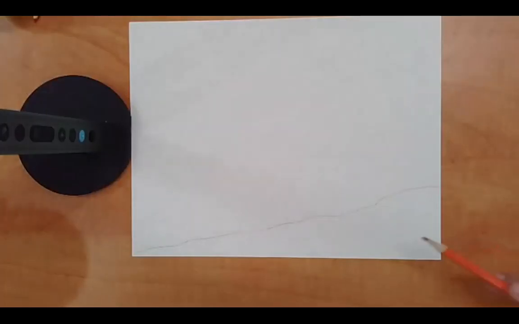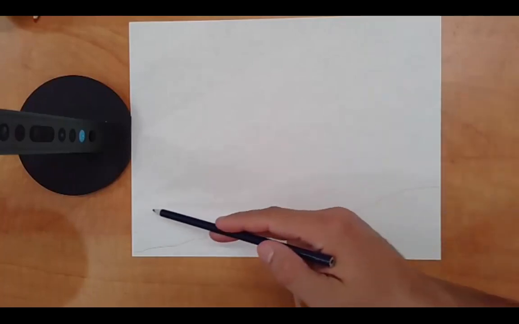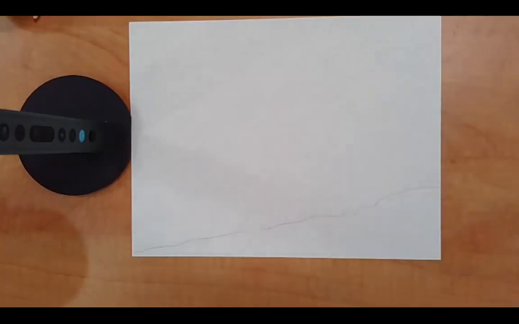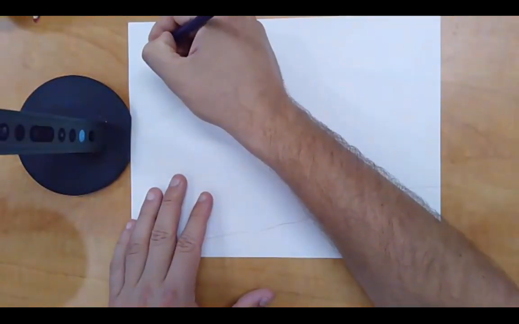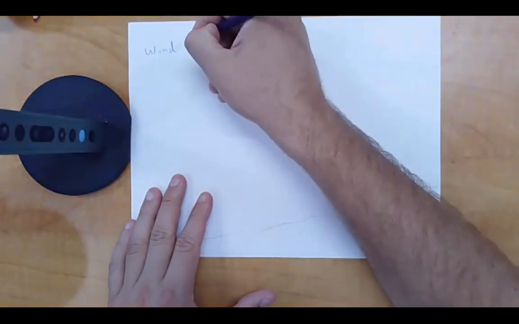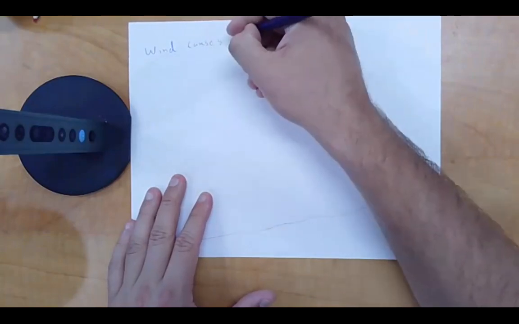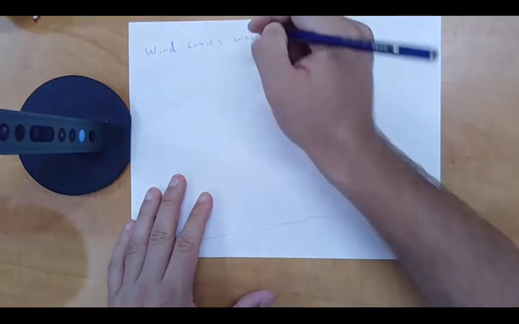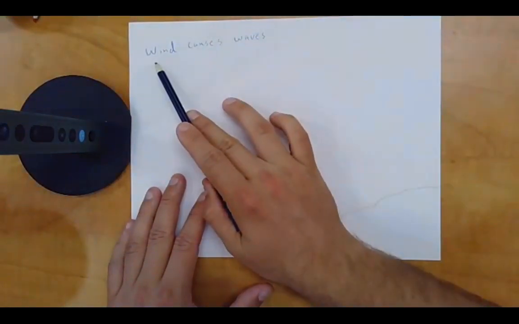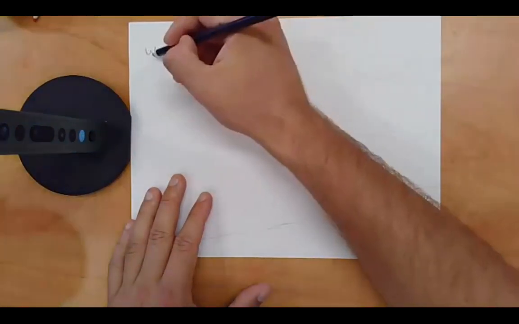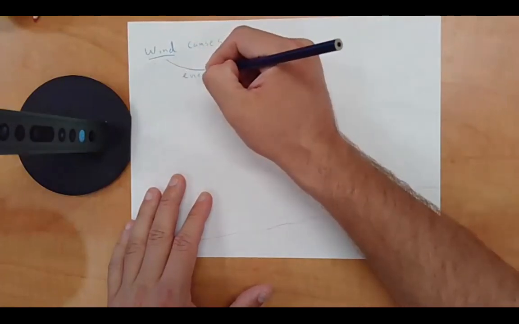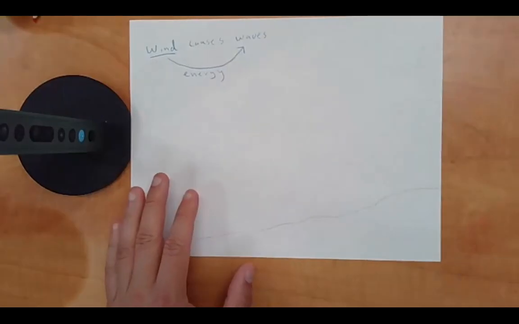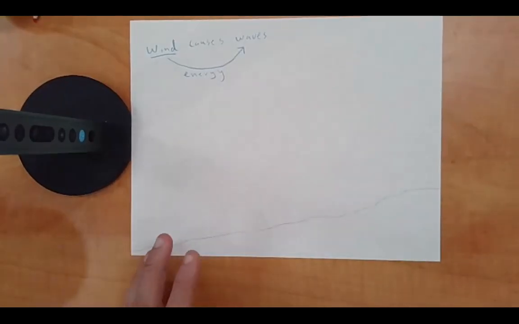So here we have some land, and we're going to have some water, forming a beach in a second here. You should know this, though. Wind causes waves. Energy is going to be transferred from the wind to the water, causing waves to occur. The bigger the wind, the bigger the wave.